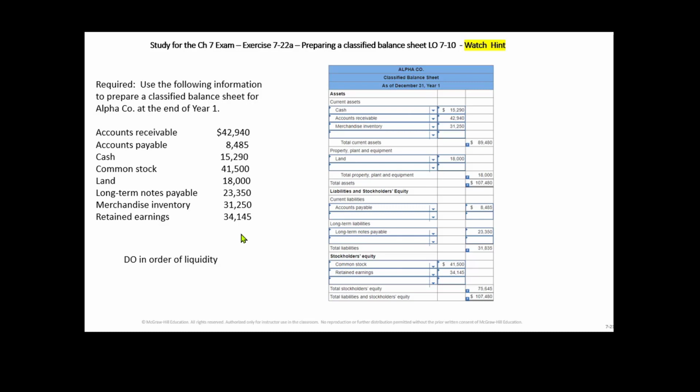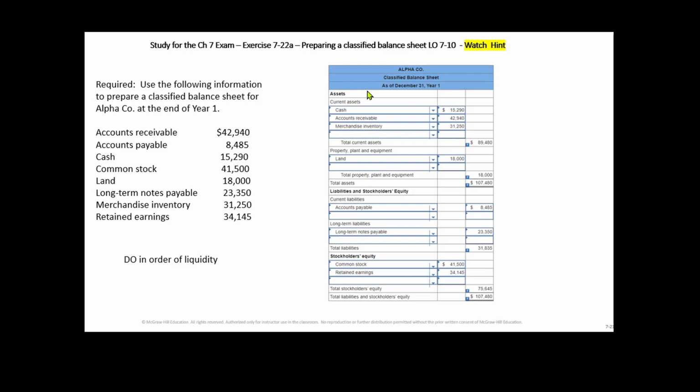And so you have to pretend now that all these things are blank. Just pretend that for me. Pretend that all these pieces right here are blank. If I had a blank slate over here on the right side that was the classified balance sheet, and I'm trying to fill in these pieces, here's exactly how I would do it. You may do it differently, but I would do it this way, in liquidity order.